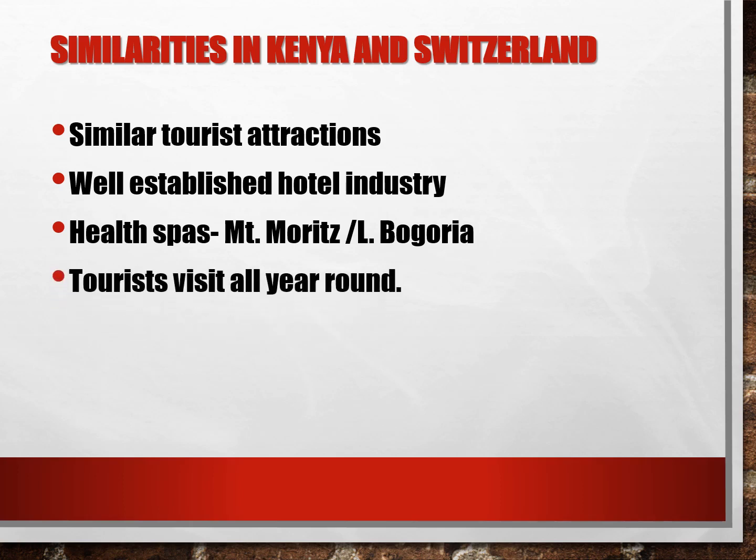Now tourists will visit throughout the year. In Kenya it is because it is warm throughout the year, so tourists can visit throughout the year. In Switzerland, tourists will visit in summer when it is warm, especially towards the south, which we have said is warmer because of the moderating effect of the Mediterranean Sea. And then during winter they will also visit for winter games.